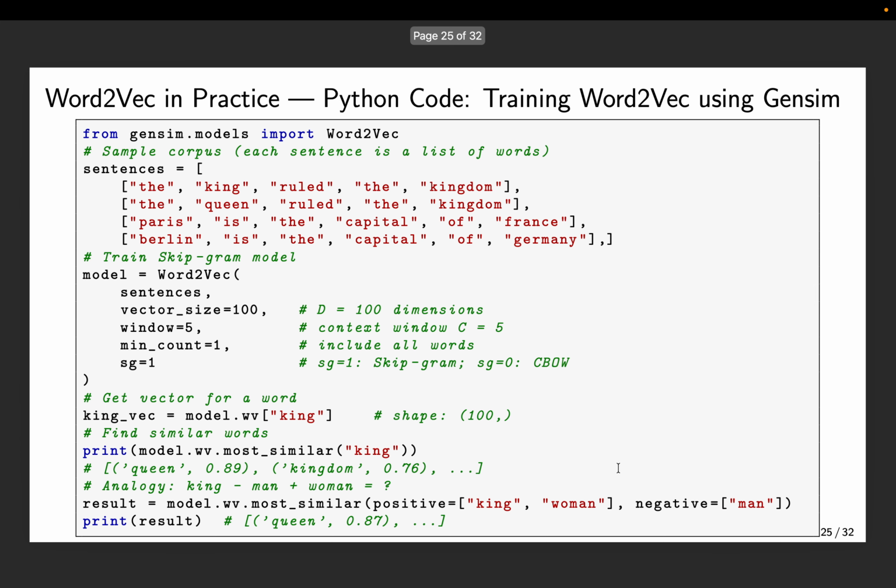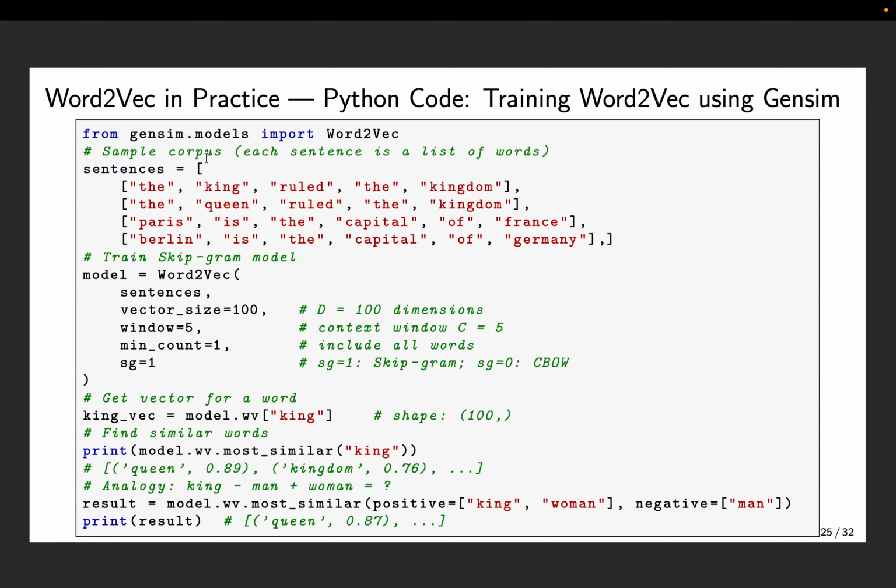So now moving to the next slide, we'll have a code walkthrough. Let me show you how to actually use word2vec in Python using the gensim library, which is probably the most common way it gets used in practice. First, we import the word2vec class from gensim, and our corpus is a list of sentences where each sentence is a list of words. In practice, you'd have millions of sentences, but conceptually, it works the same.